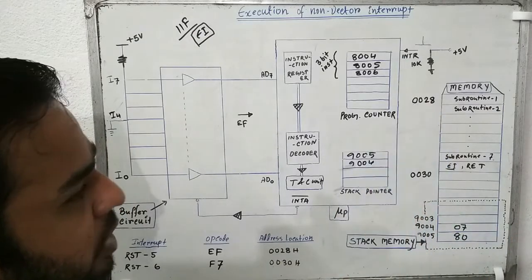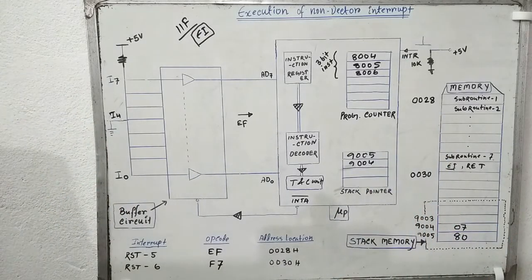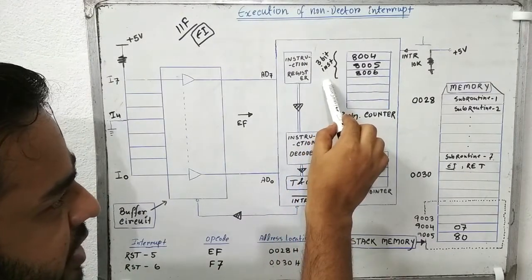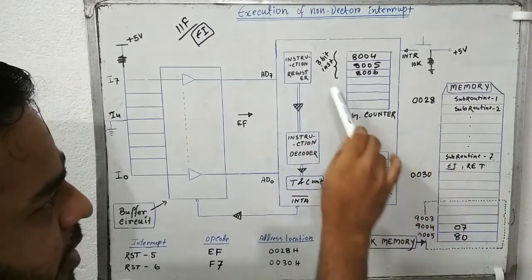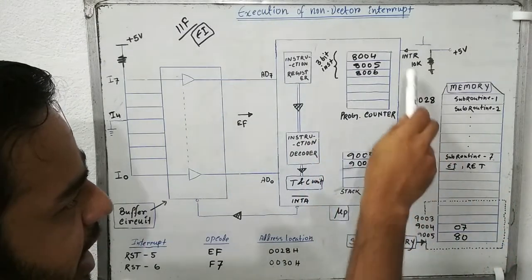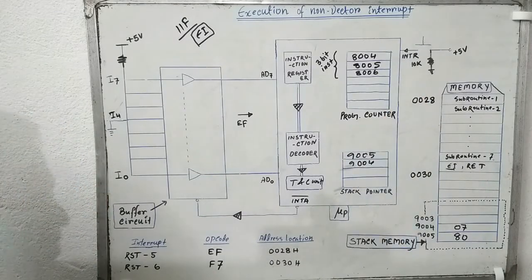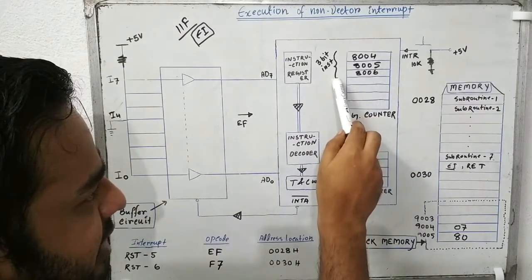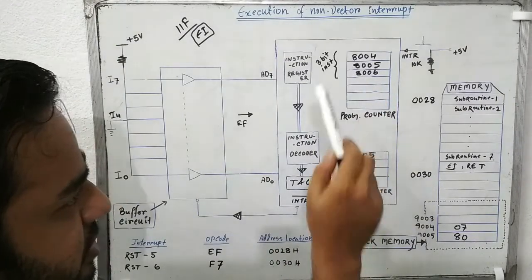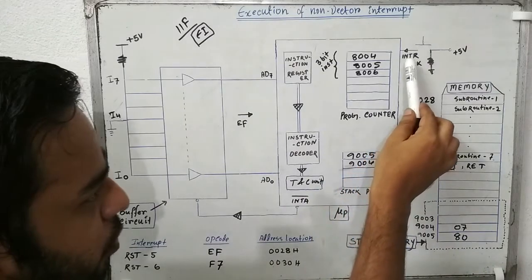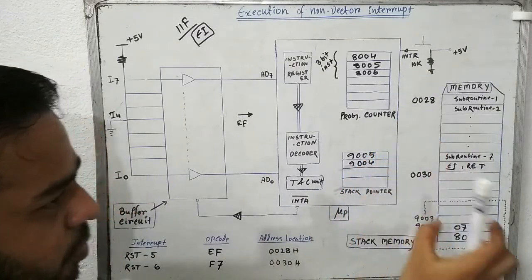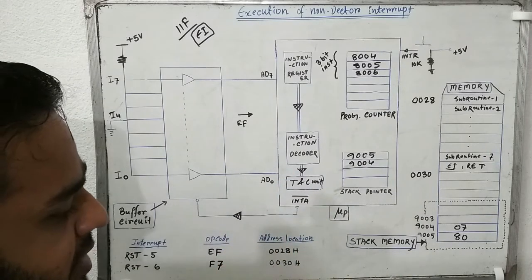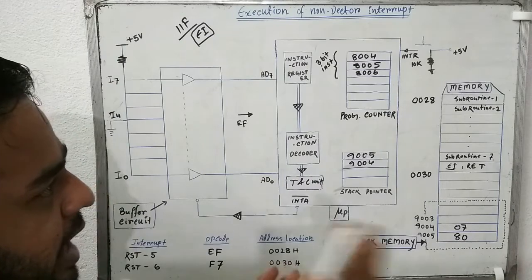So at that moment, what will happen? Let me assume one thing. During the execution of a 3-byte instruction of the main program, the microprocessor has got a high INTR. Now let's see. When the INTR pin goes high, the microprocessor grabs or accepts that interrupt request, then 4 things will happen simultaneously here.